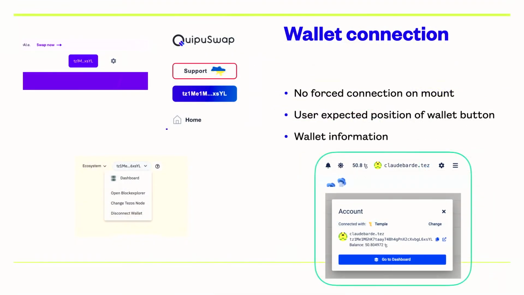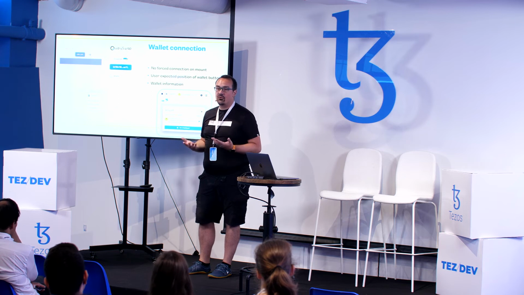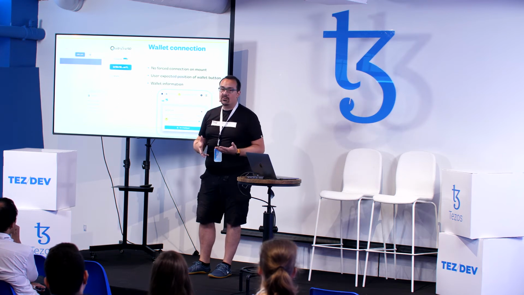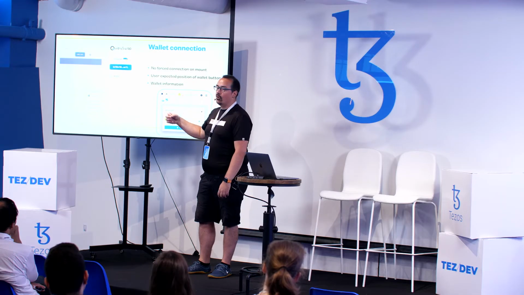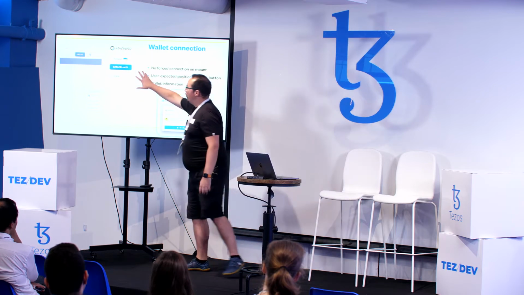So here you have Plenty and QuipuSwap, where you have the bare minimum of information, the user's address. The user's address is very important because a lot of users have different addresses and they have different balances in their wallet. So you want to make sure that the user knows with which wallet they're going to pay on your application. So here you have the bare minimum.